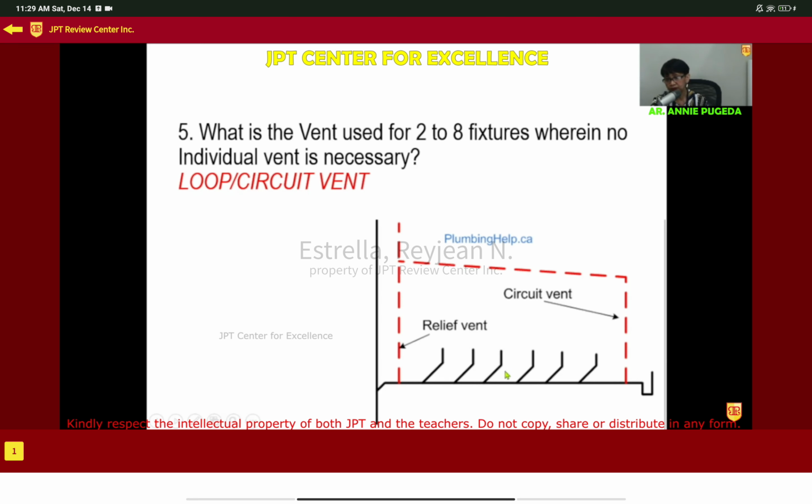Ayan. Tingnan niyo dito. 1, 2, 3, 4, 5, 6. Niloop niya, sinerkito kita. Okay? Sabi nito, tulungan kita ha. Para ma-assure natin na talaga ma-suction itong mga to at makaalis, hindi magkaroon ng pagbara. Loop or circuit vent yan.